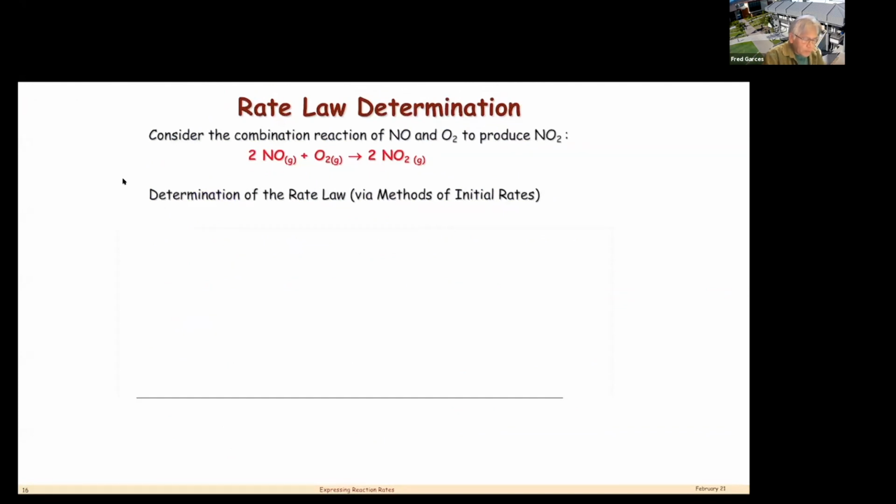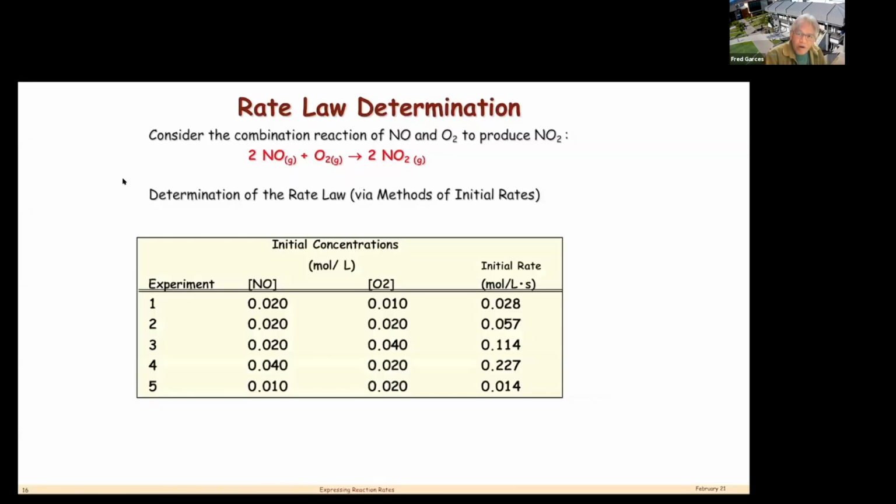Okay, NO plus O2 goes to NO2. Determine the rate law via the method of initial rates. What you see right here are the 5 experiments that were completed in order to get this rate law. The rate law is going to look like this.